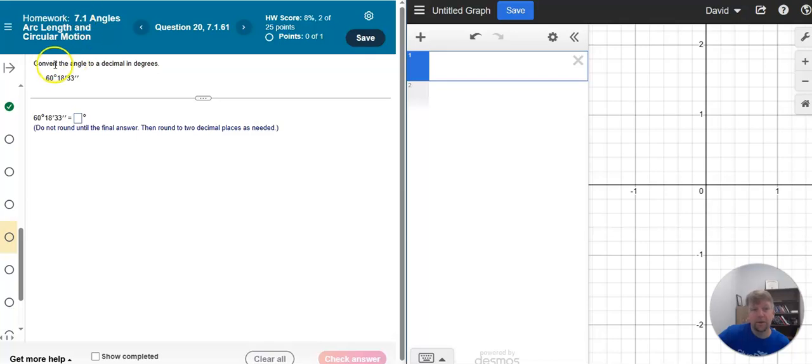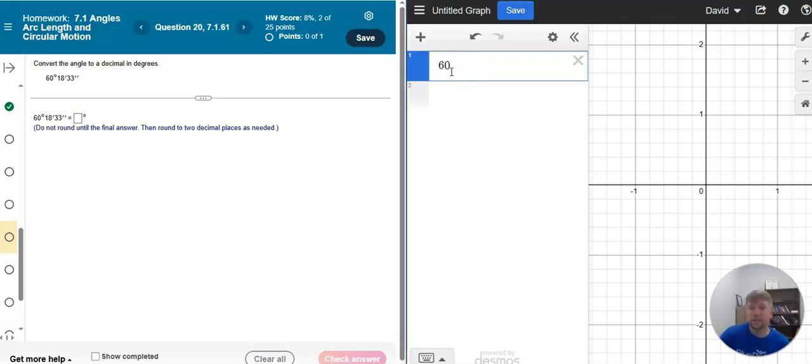Hey, trade class, in this problem we're going to go from degrees, minutes, seconds to just a decimal version of degrees. Now what you have to do here is understand how many minutes are in a degree and how many seconds are in a minute. Okay, so the degree is just going to come along for the ride.